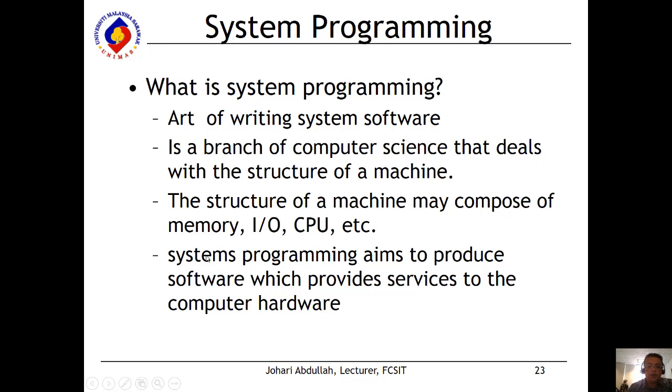So the aim of system programming is to produce software which provides services to the computer hardware. So the purpose is actually different compared to application software.